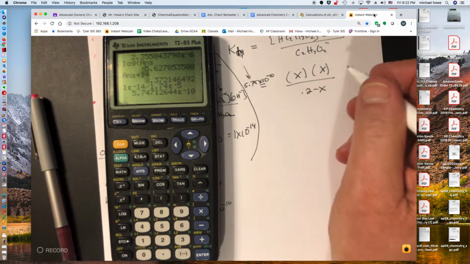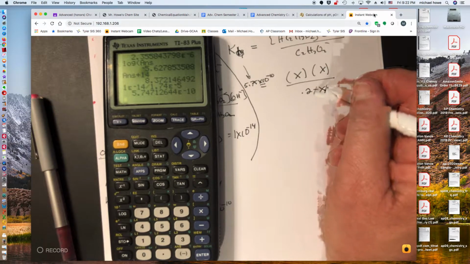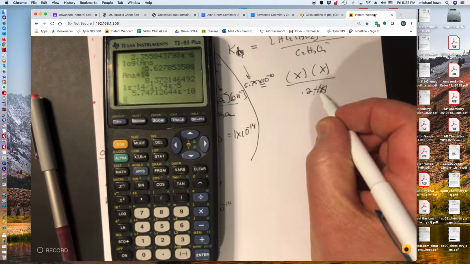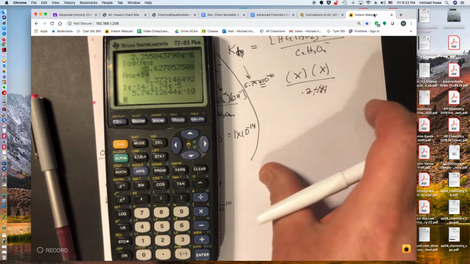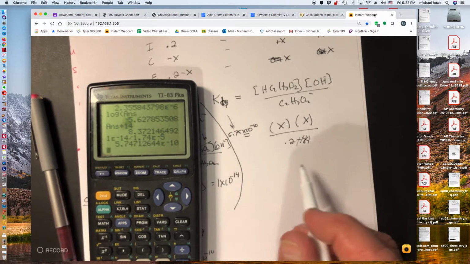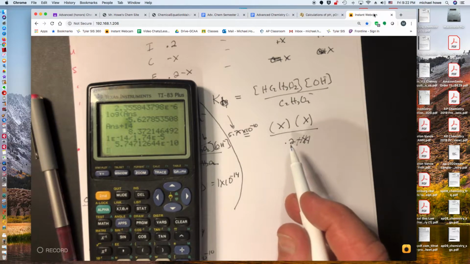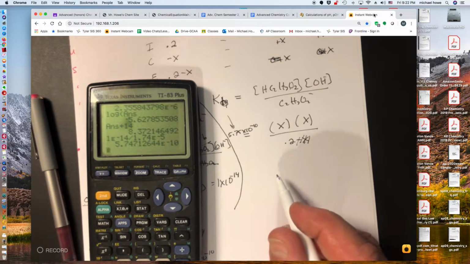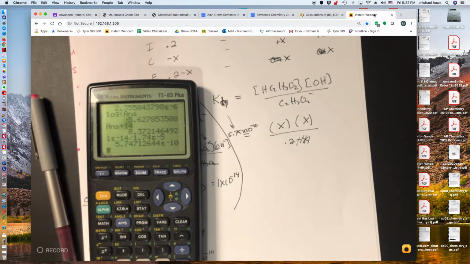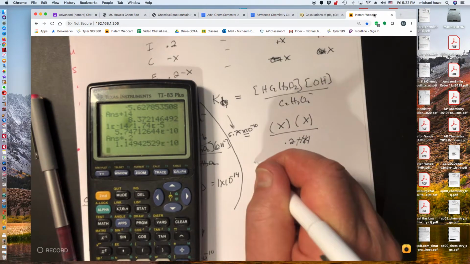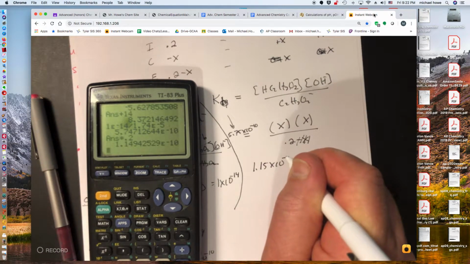Before I go there, remember you can ignore the minus x because relative to the 0.2, it's going to be extremely small. And the rule for that is if you ignore it, you can check your answer. If your answer is less than 5% of the original concentration, then it was okay to ignore the minus x. But for simplicity's sake, in this class, we're just going to say ignore the minus x. So we take 5.75 times 10 to the negative 10th, multiply by 0.2, and you get 1.15 times 10 to the negative 10th. So we'll write that down, 1.15 times 10 to the negative 10th.